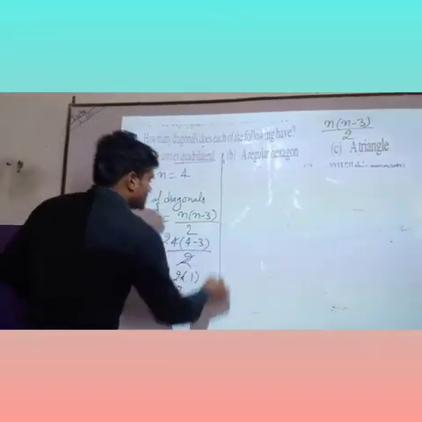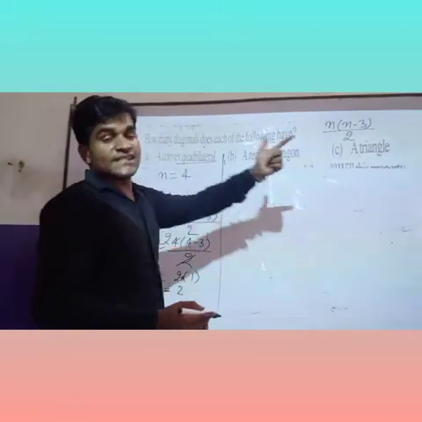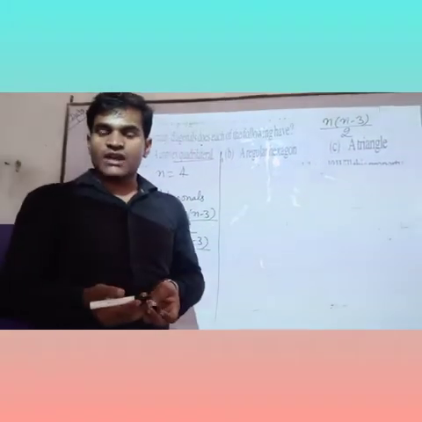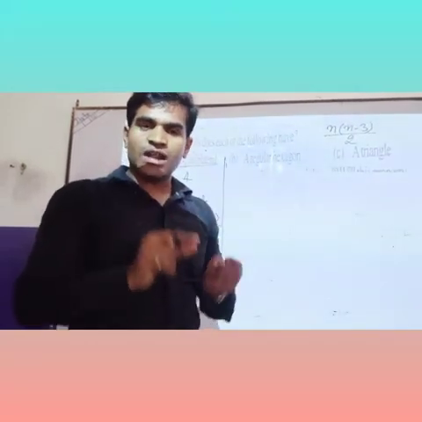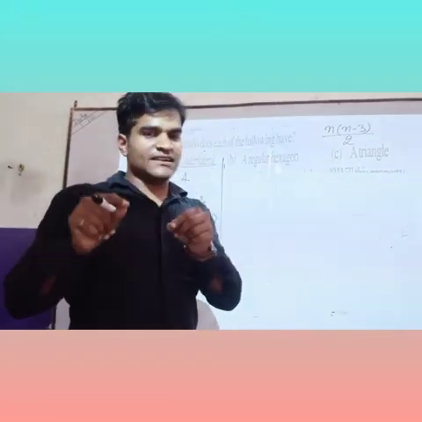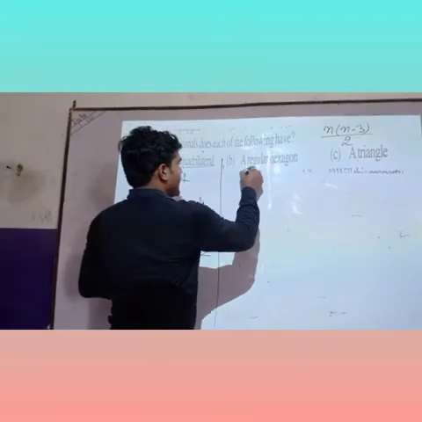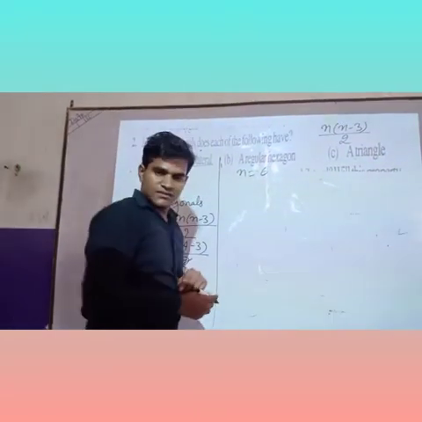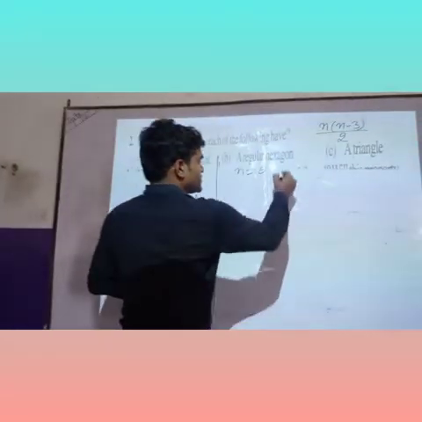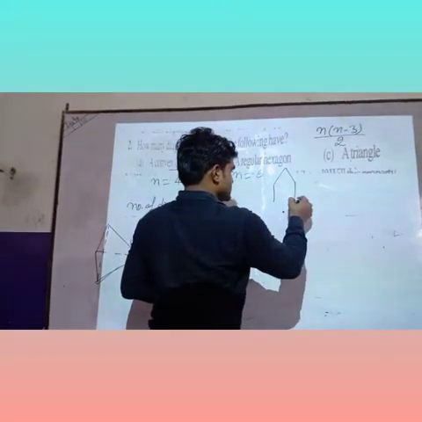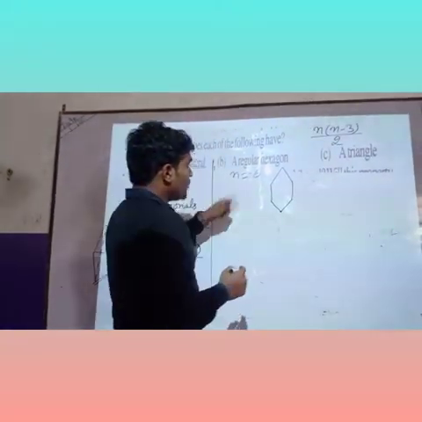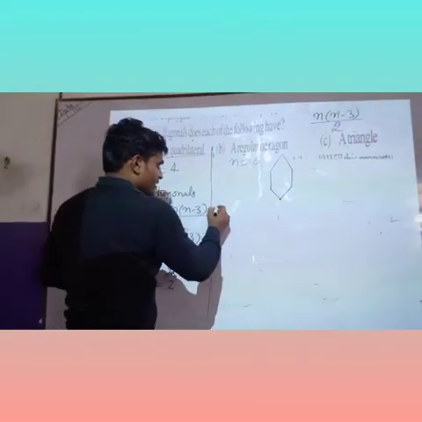The second one, children, is a regular hexagon. A regular hexagon has 6 sides. So here n is equal to 6, because it is a hexagon. This is the figure of a regular hexagon. How many diagonals are there?